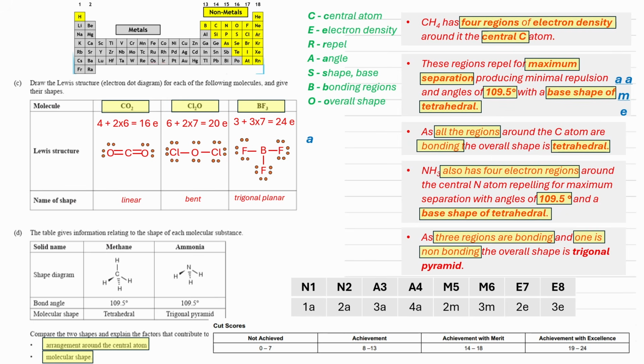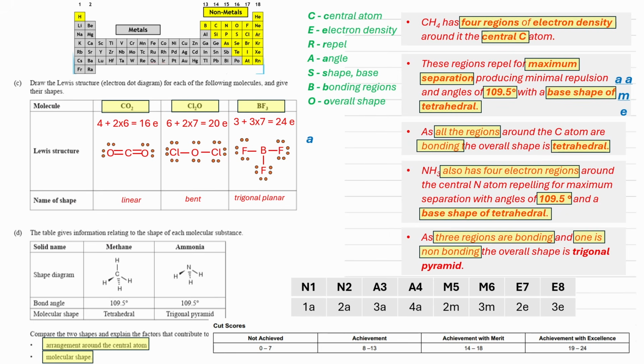So, in the end here, you needed to get 3 excellences. That's quite a bit to get to the E8, 2 for E7, 3 merits for M6, 2 merits for M5, and then we've got 4, 3, 2, 1, 4 A's for A4, 3 A's for A3, 2 A's for A2, and 1 A for A1.